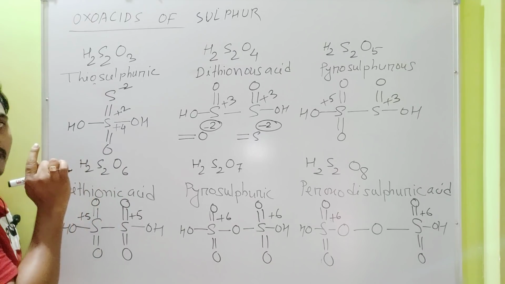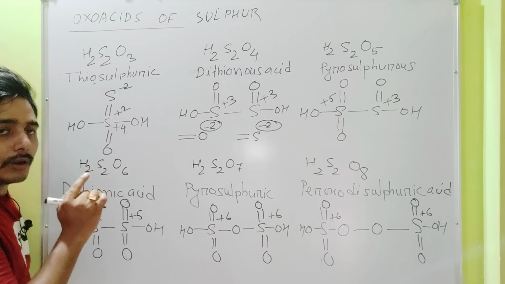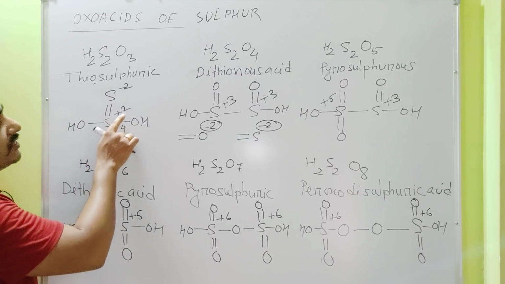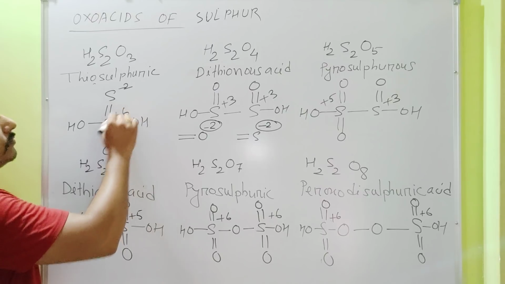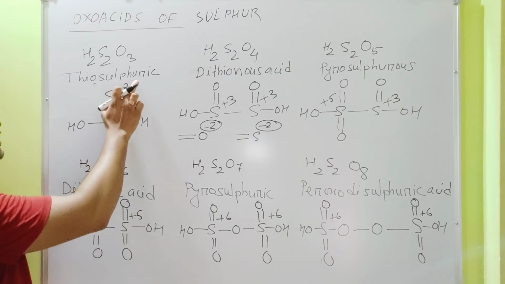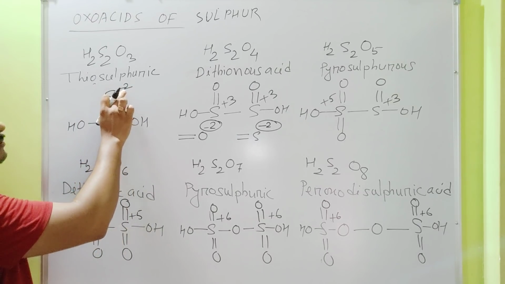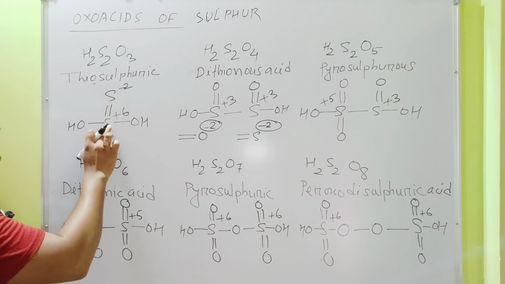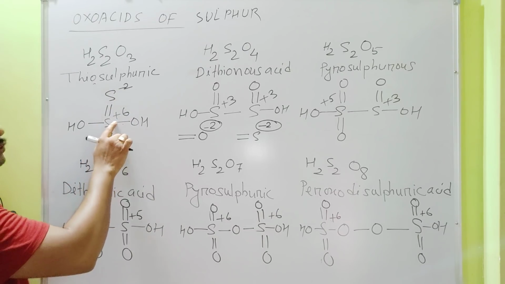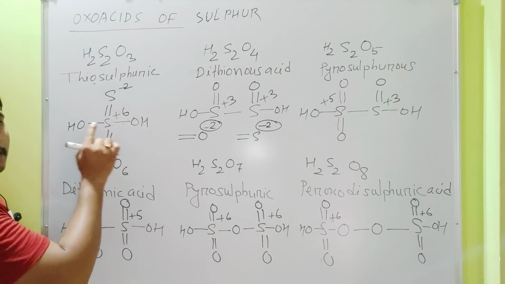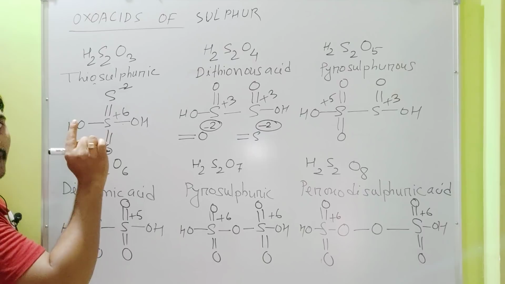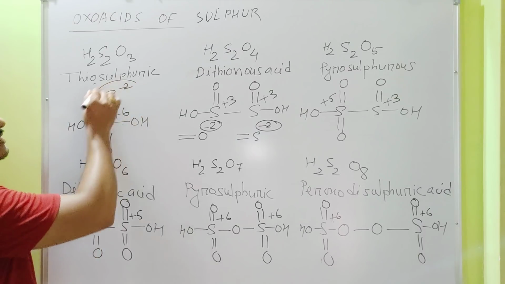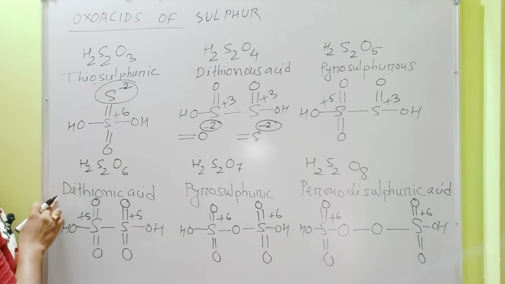So what is the overall oxidation state of this sulfur? +2 +4, it is +6. Okay, so in thiosulfuric acid, one sulfur is in -2 and one sulfur is in +6. Out of +6, +4 due to 4 bonds with oxygen, and +2 due to this terminal sulfur.